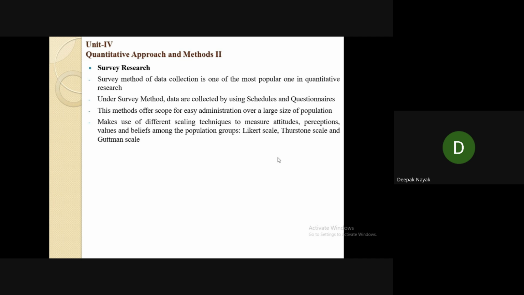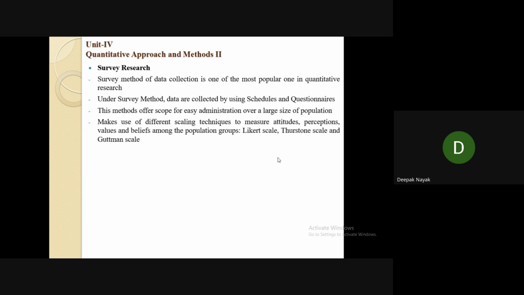Under quantitative research, survey research. Usually, under this research, what happens? People conduct things like opinion polls or collect responses of a large number of people, to have quantitative data on different research problems.